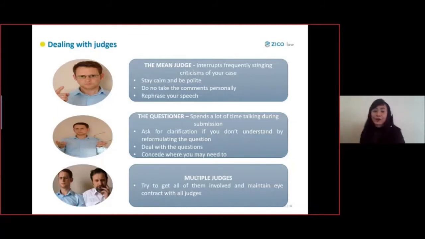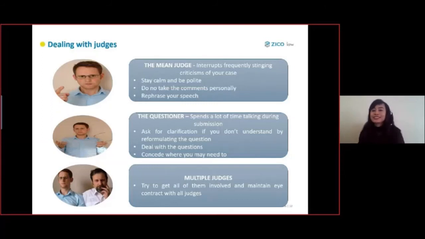Yeah, the next one is the questioner. So this type of judge is the judge who will always ask questions, even when you want to submit. So always know when to stop the judge, but be polite about it. And if you don't understand any of the questions given by the judge, always ask for clarification and deal with the questions. Make sure you do, because for a questioner judge, this is where he will give you the most marks.